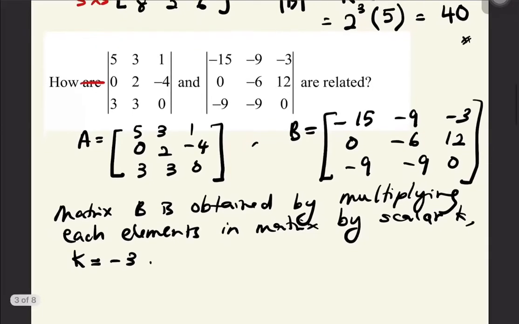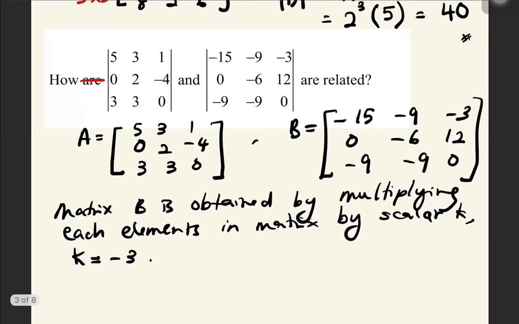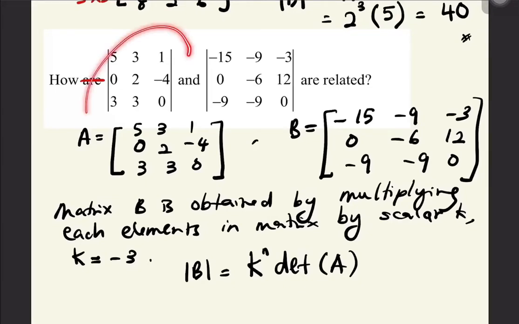Okay, so what can you say about the determinant of matrix B and matrix A? So the determinant of matrix B is equal to K to the power of N, determinant of matrix A. Okay, so this is how these two determinants are related.